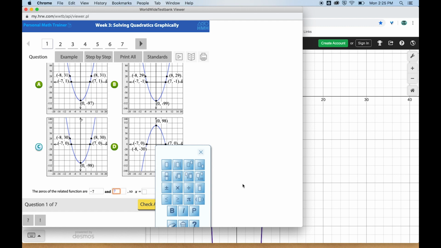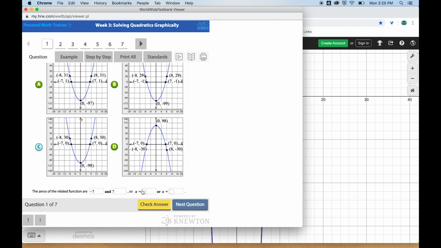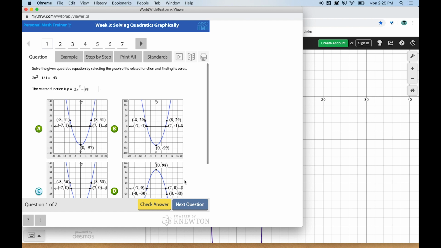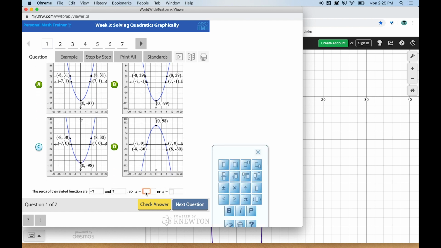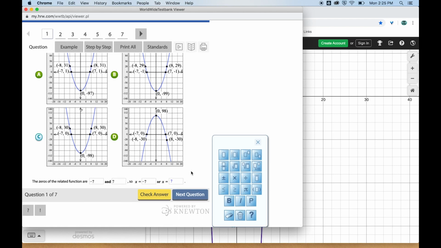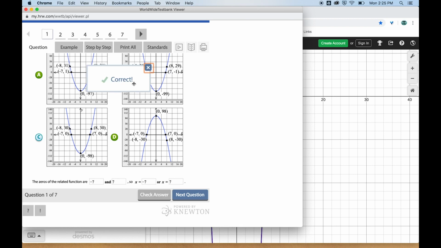And that means the answers to the original equation, what our x equals in our original equation, are those same two numbers. So it's always going to be that this is the same as this. The order doesn't matter, by the way. I could have done 7 and negative 7. I don't think HRW complains about that, but I could be wrong about that. The order should not matter there. So I'll check my answer. Yay, I'm right. Okay, so that's how that works.